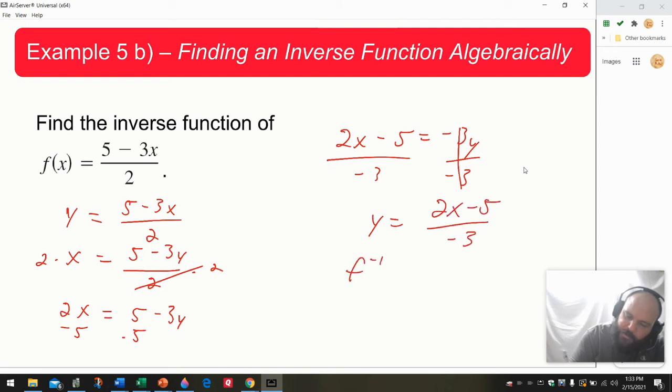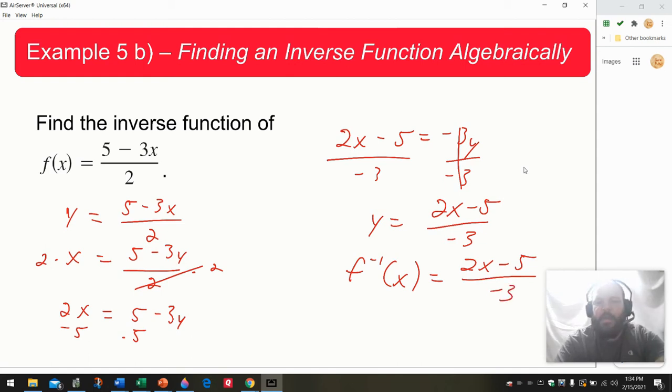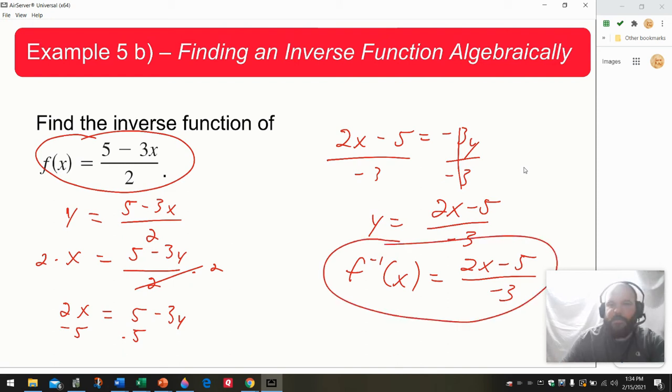And then if I write it in function notation, I just write f inverse of x equals (2x minus 5) over -3. And there you go. That's what we have as our function. So this function and this function are inverses of one another.